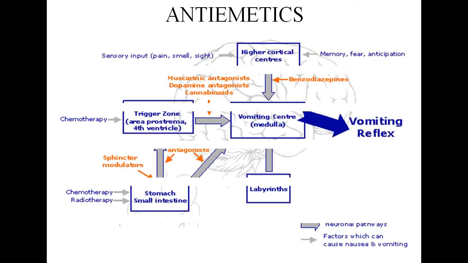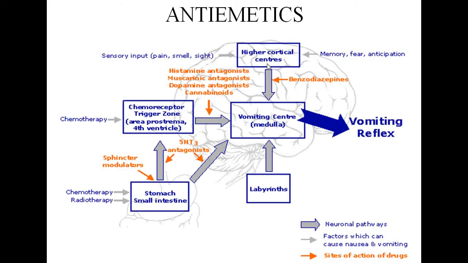Now, this diagram here gives you an overall bird's eye view of the different centers which are involved in the vomiting reflex and the site of action of the different antiemetic drugs. So here you notice histamine antagonists, muscarinic blockers, dopamine antagonists and cannabinoids. They act at the level of the chemoreceptor trigger zone, which is present in the area postrema of the fourth ventricle. Benzodiazepines act at a higher level, whereas the 5-HT3 antagonists act peripherally, meaning at the level of the stomach and small intestine.